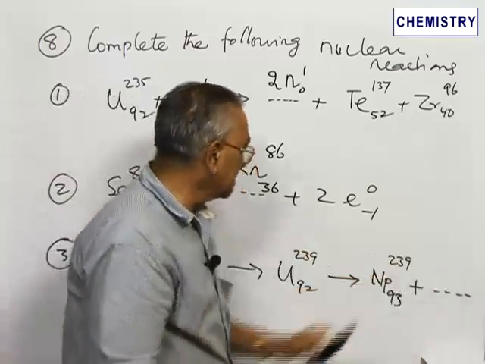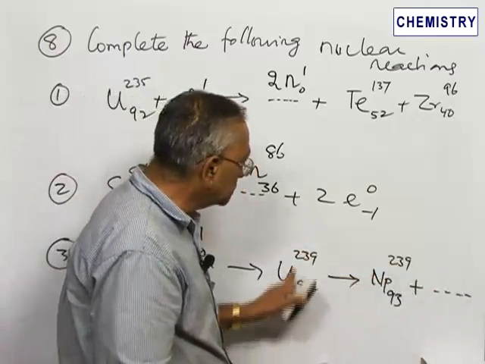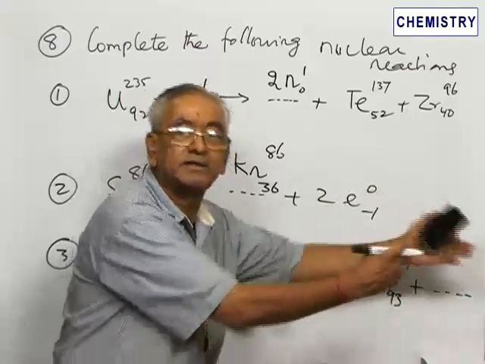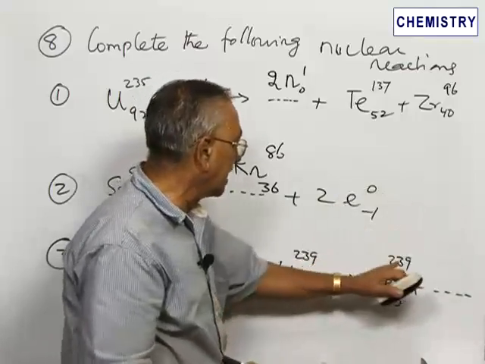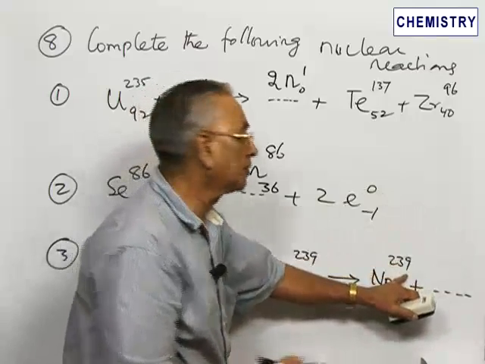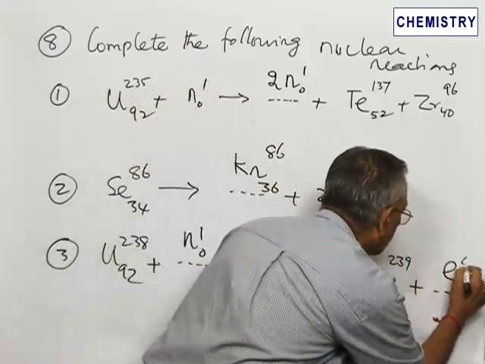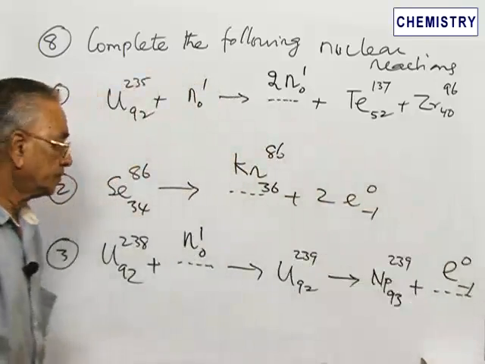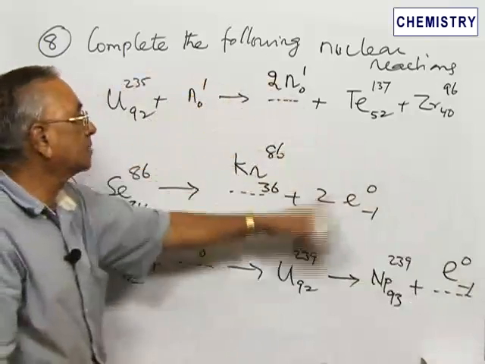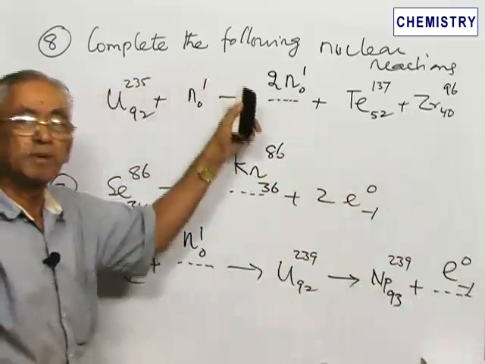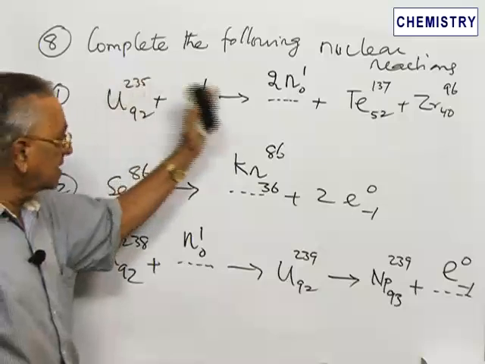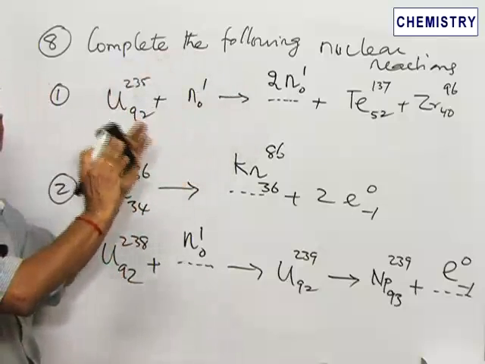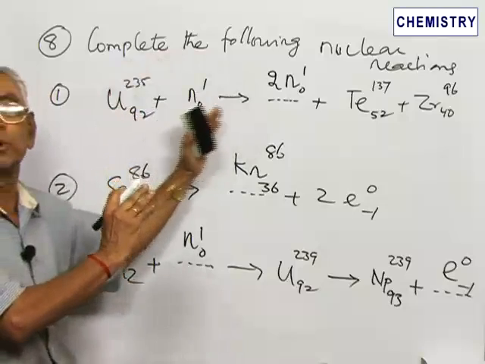Whereas in the second part of the equation, uranium-92 changes over to 93. That means the atomic number increases, but the mass remains the same at 239. Therefore, it should be an electron or a beta ray. So this is how the gaps are filled up. The equations must be balanced, in terms of mass as well as in terms of charges.